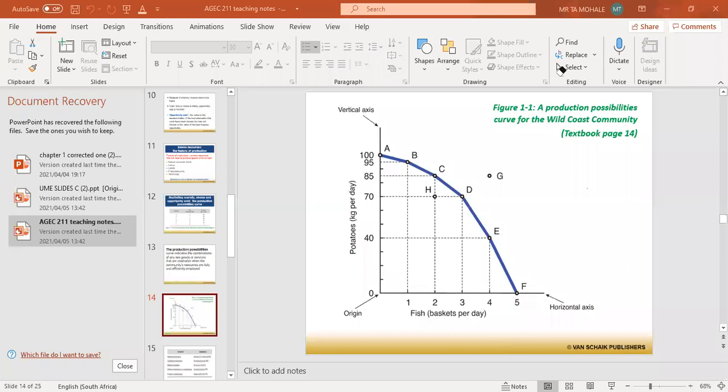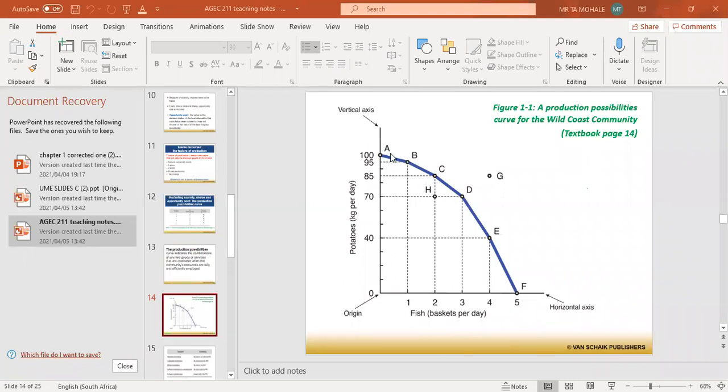This is the production possibility curve. It moves from point A up to point F. This line, the blue line that you see here, is what we call a production possibility curve from point A to point F. This line shows the combination of potatoes and fish that are attainable when society's resources are fully and efficiently used. It brings us to what we call the PPC.